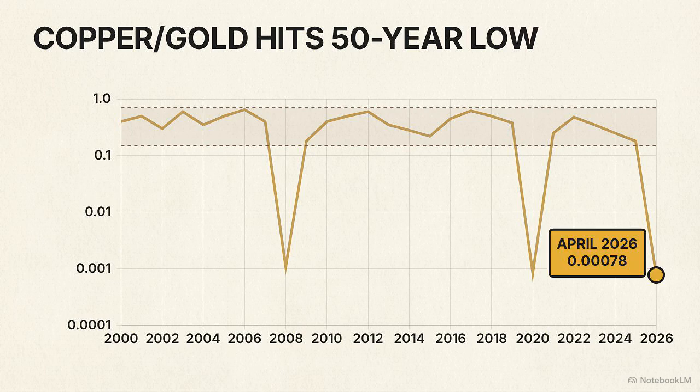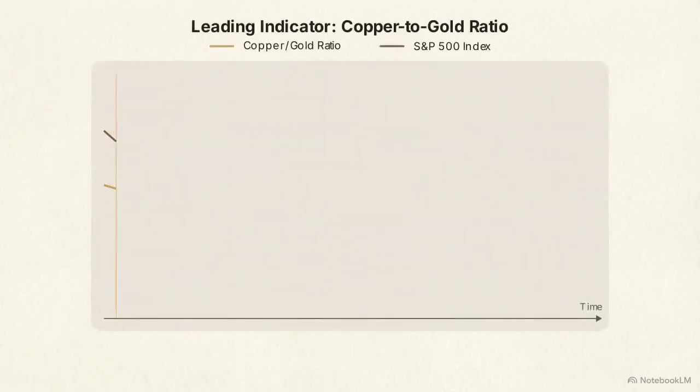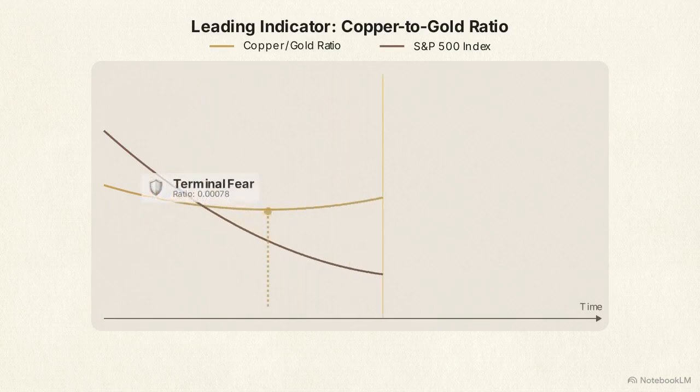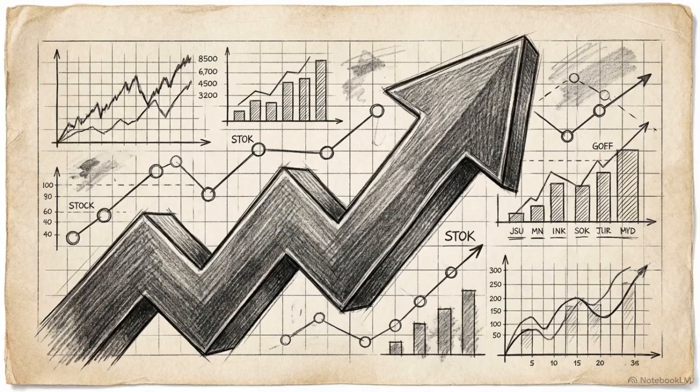For context, during the global financial crisis in 2008, the ratio bottomed at 0.00110. During the peak lockdowns of the 2020 pandemic, it hit 0.00084. The 2026 reading is deeper than both. When you see a reading this extreme, the instinct is to sell everything. Do the opposite. Historically, this level of terminal fear stabilizes and turns weeks before the S&P 500 reaches its absolute lowest point. It signals that a massive equity rally is imminent.